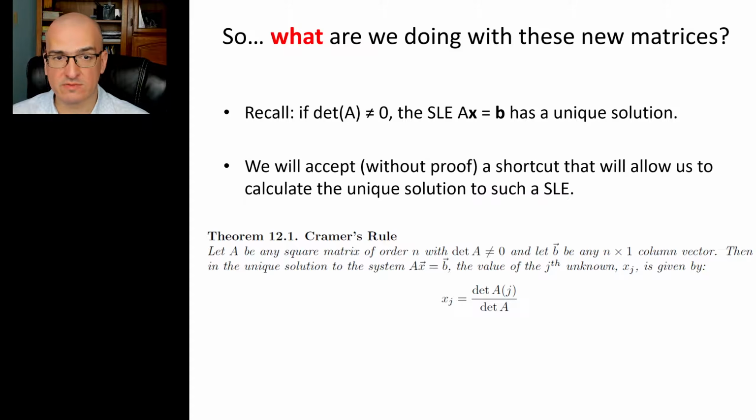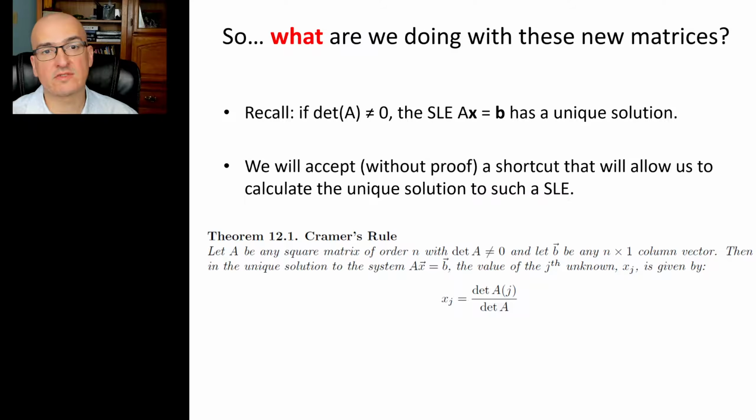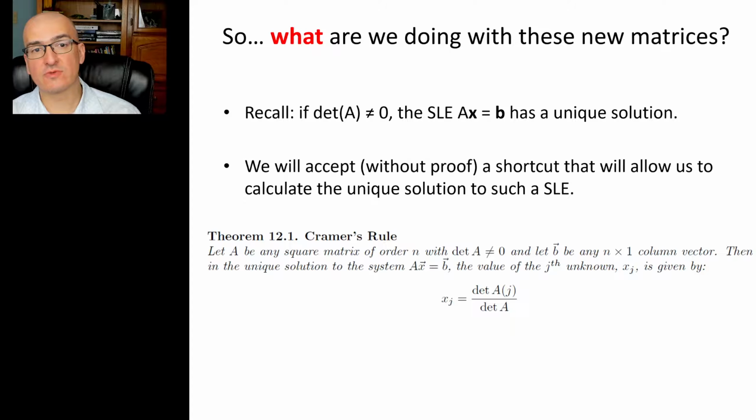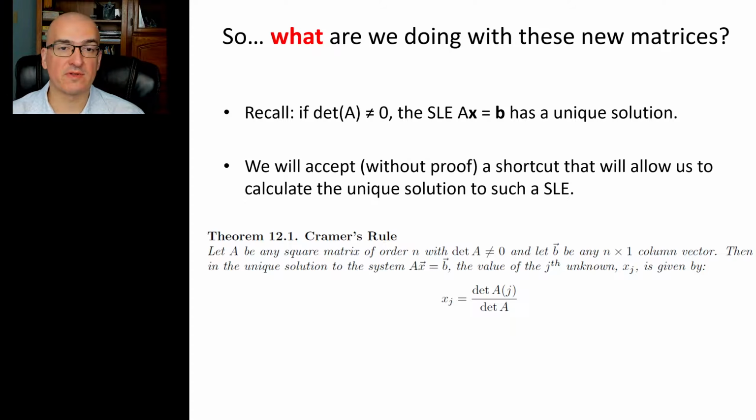Then if we can show that it's not zero, the x value is given by the determinant of A1 divided by the determinant of A. The y value will be given by the determinant of A2 divided by the determinant of A, and then the z value will be given by the determinant of A3 divided by the determinant of A. And we would calculate each of those four determinants using any method you want.